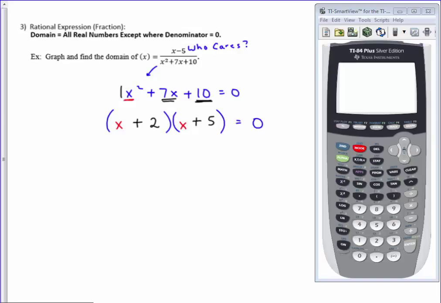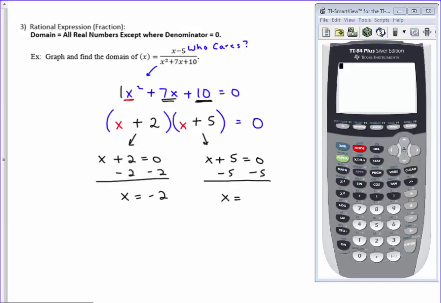Once you have the factors to solve, you set each of these factors equal to 0. Solving, I'm going to subtract 2. That would result in x equals negative 2. Solving here, subtract off the 5. That will result in x equals negative 5. I'm going to draw a picture of the domain of this function. Essentially what we have said is that the domain can be every real number except negative 2 and negative 5 because these are the values that make the denominator equal to 0.